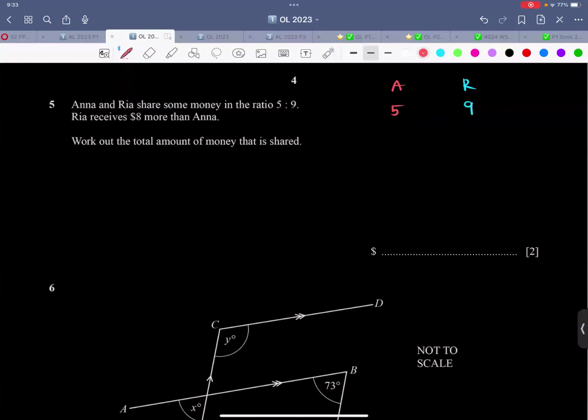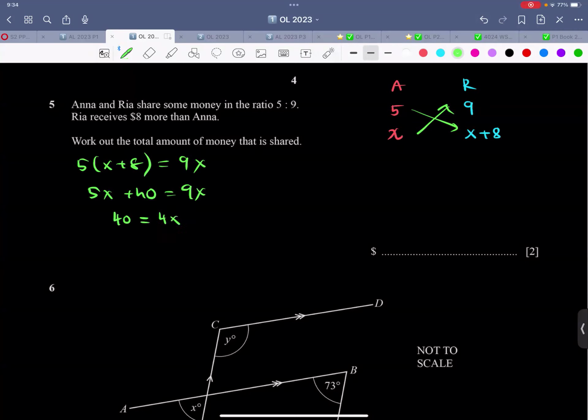So if Anna receives X, Ria receives X plus 8. That is the basic working that needs to be done. So we will cross multiply like this. So 5 into X plus 8 equals 9 into X. 5X plus 40 is 9X. Therefore, 40 is 9 minus 5, which is 4X. Therefore, X comes out to be 10.